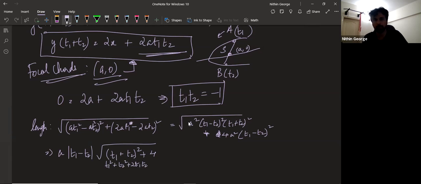Now this plus 4, I'll write it as, we're looking at the length of the focal chord, right? So here, remember, T1 into T2 will always be -1. So this plus 4, I'll write it as -4 into -1. Okay, so subtle change here. The plus 4, I wrote it as -4 into -1, which will make it -4 into T1, T2. Okay, so combine these terms together. What do you get?